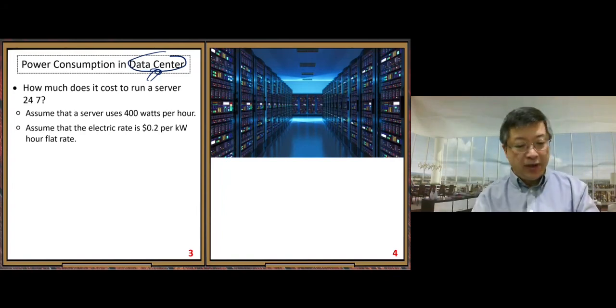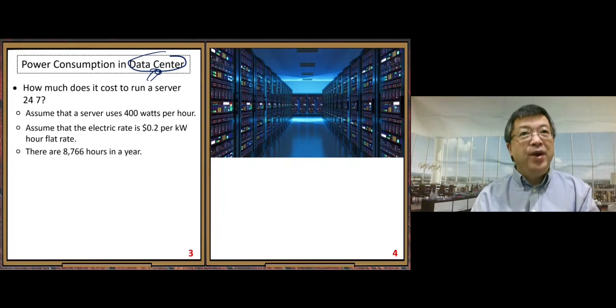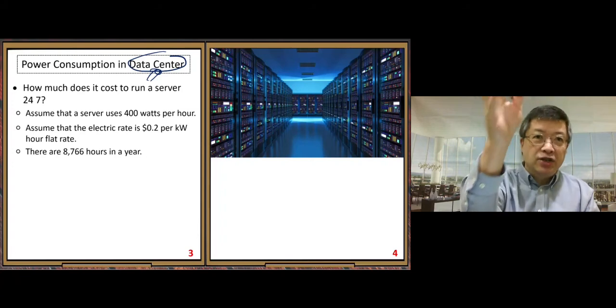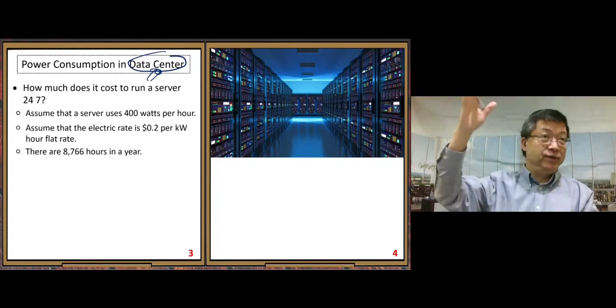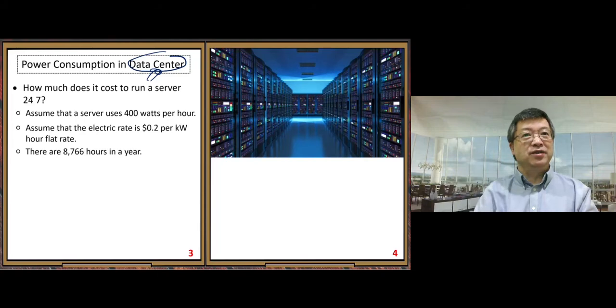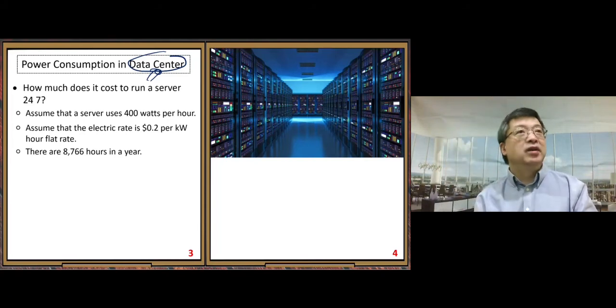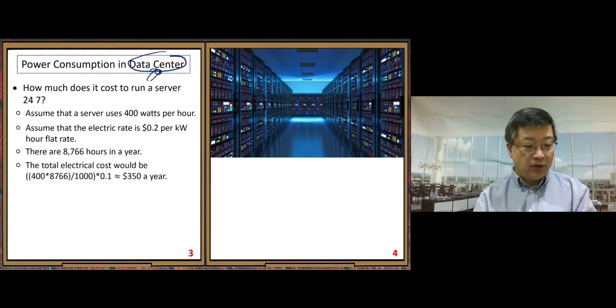Then we know in 1 year there are 8,766 hours. So we just do multiplication, and we can estimate the dollar amount for this server. Now, so what's that?